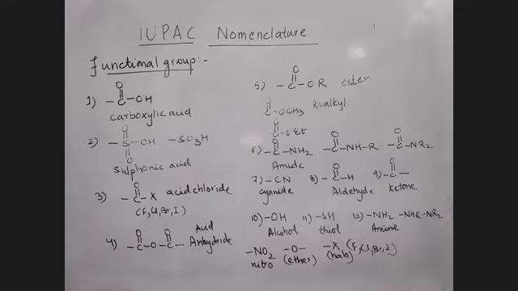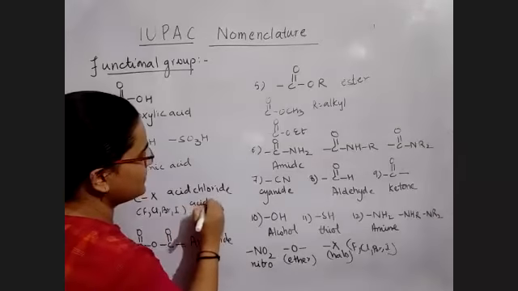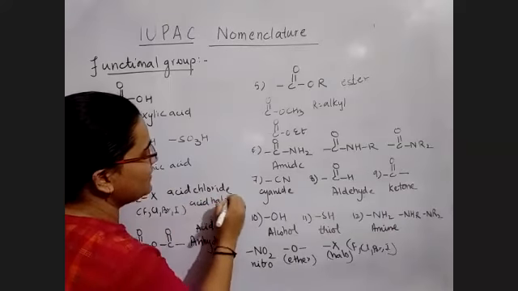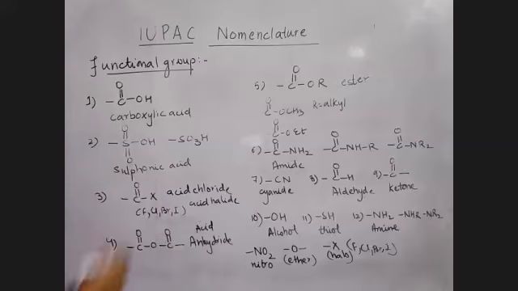Acid chloride is the name. If Cl is present, it will be acid chloride. Otherwise, the name is acid halide. If Cl is present, acid chloride. If Br is present, acid bromide, or you can call it acid halide.